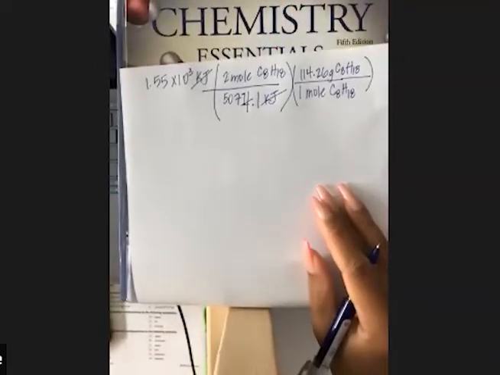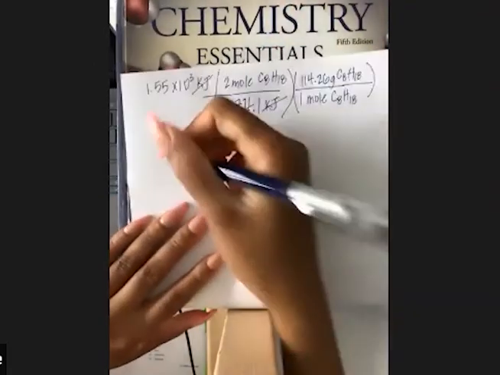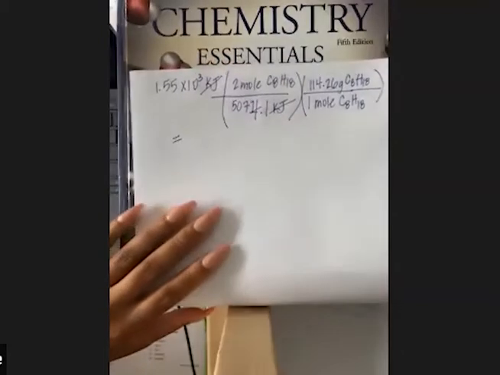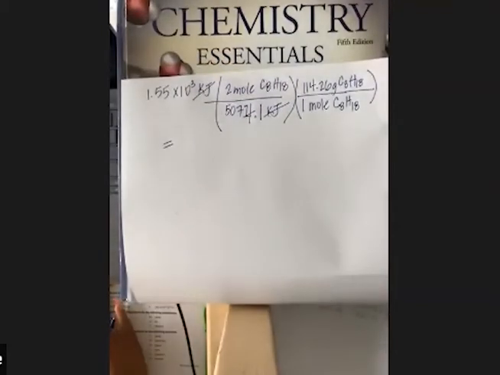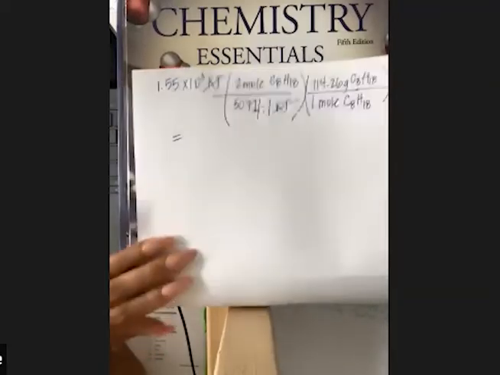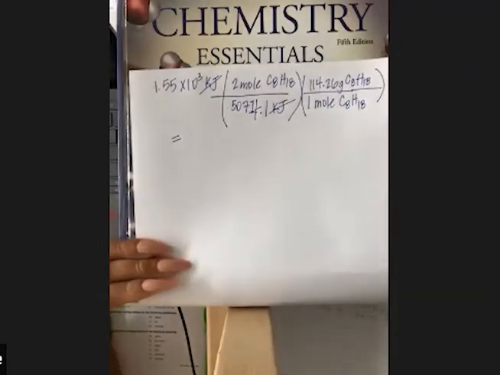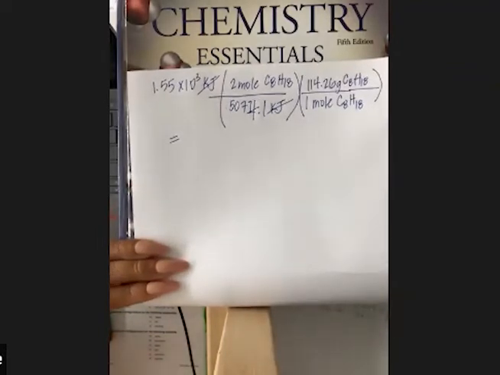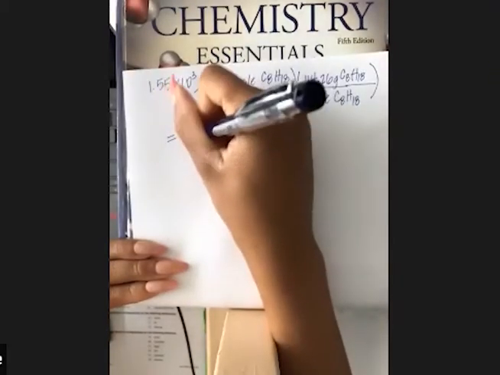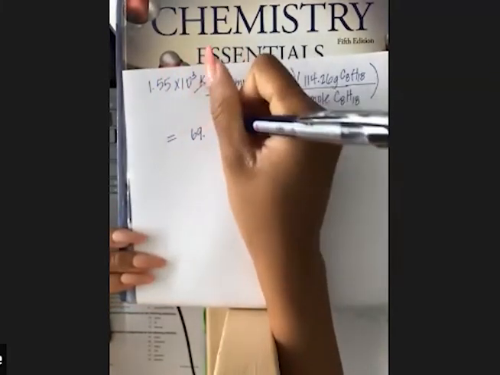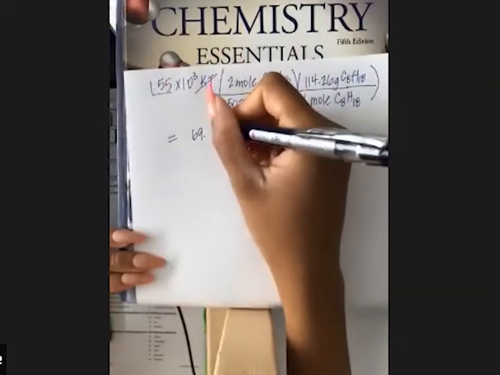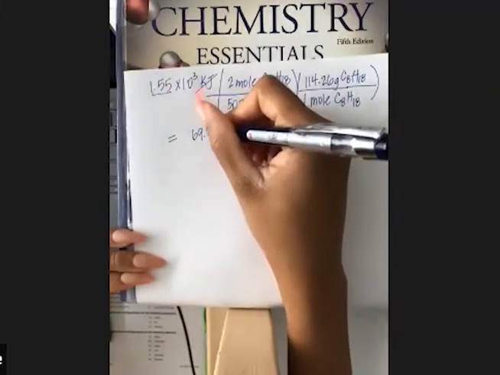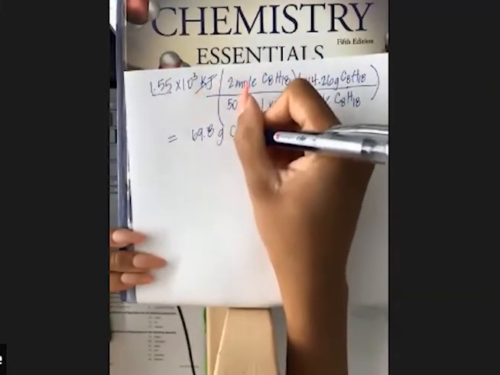And then that's how we end up getting our answer. All right, so we put this in our calculator, and I ended up getting 69 point something, and I need 3 sig figs, so 69.8 grams of octane.